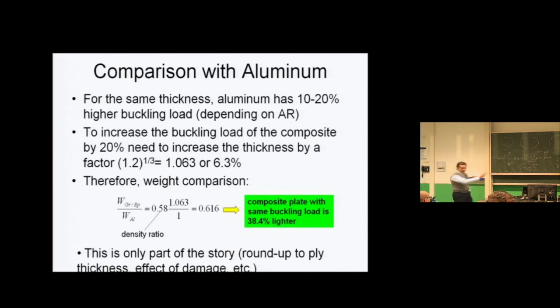You say, okay, composites are 38% lighter, but this is only part of the story. We did this very roughly, and in reality the composite material comes in distinct ply thickness. You cannot get any ply thickness you want, which means when you find this 6.3% increase in thickness, most likely you have to round up to the next ply because it will not correspond exactly to a certain number.